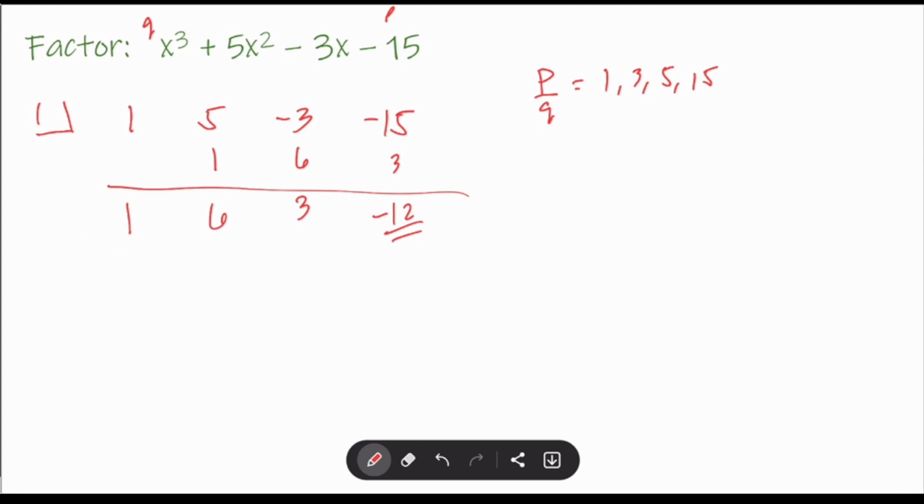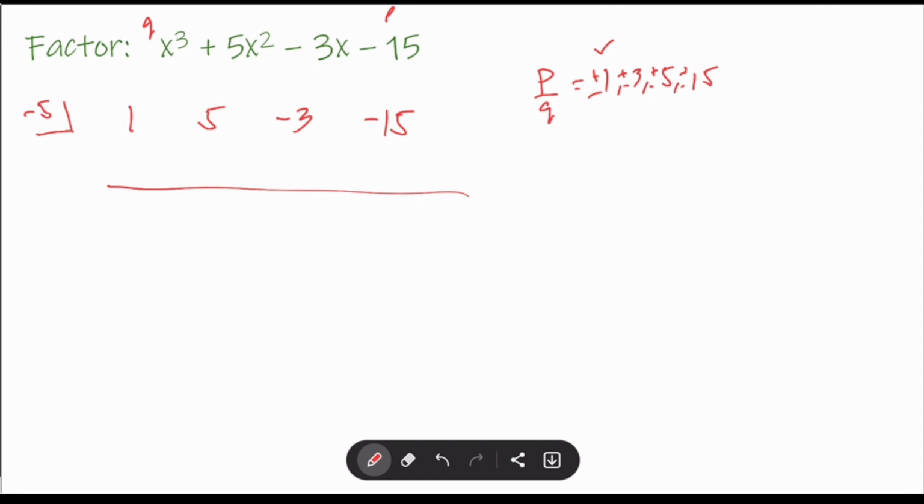What you're after is to get a 0 here. It should be 0. So that means 1 is not the number that we are looking for. So you just keep on trying. You try -1 and 1, -3 and +3, -5 and +5, -15 and +15, as long as you get the remainder 0. But since I already factored this, I have found out that the number that we are looking for is -5.